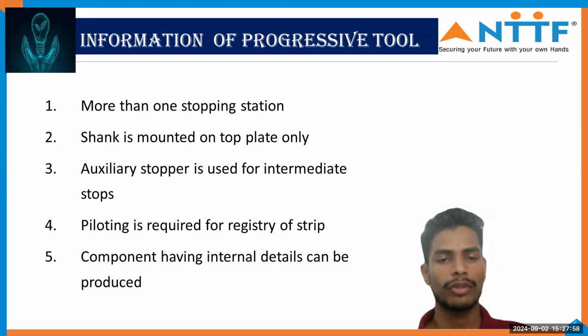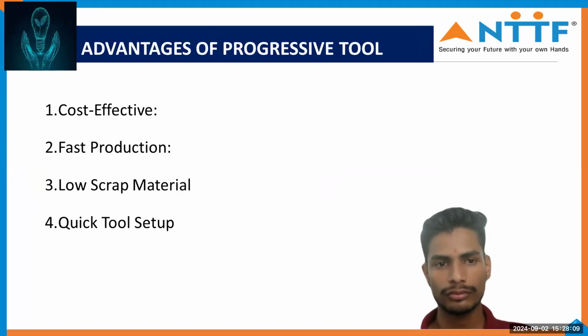Information on progressive tool. More than one stopping station. Shank is mounted only on the top plate. Auxiliary stopper is used for intermediate stop. Piloting is required for rigidity of the strip. Components having internal details can be produced.